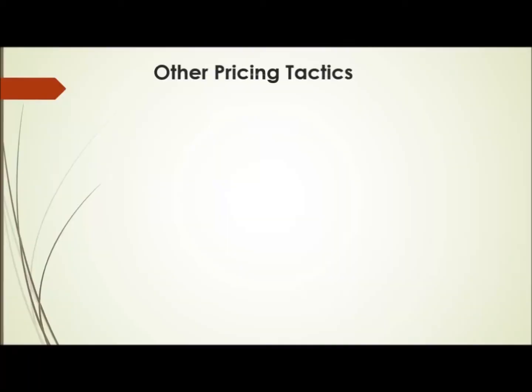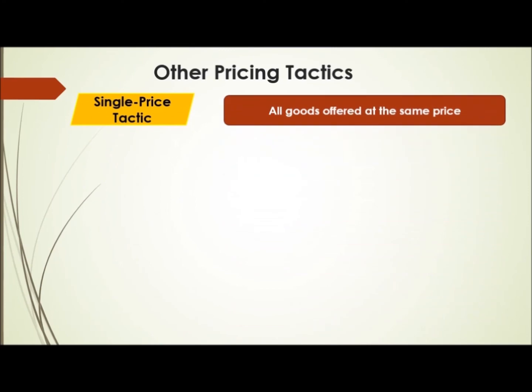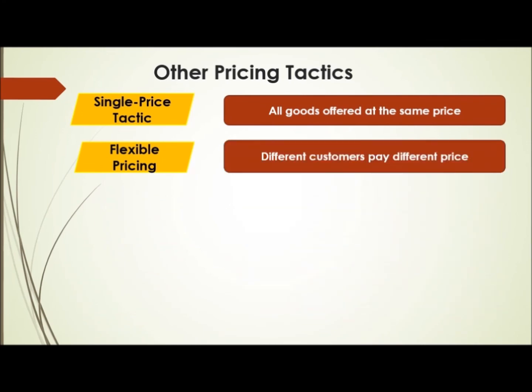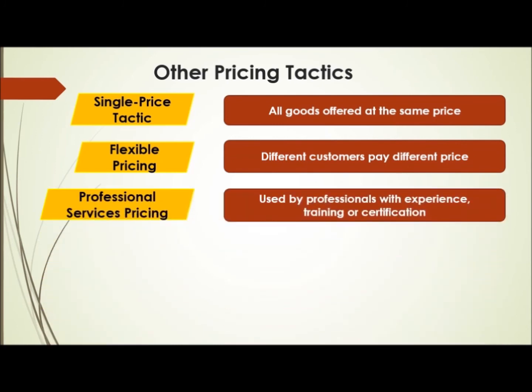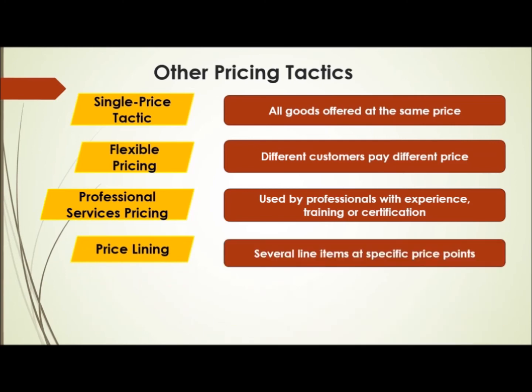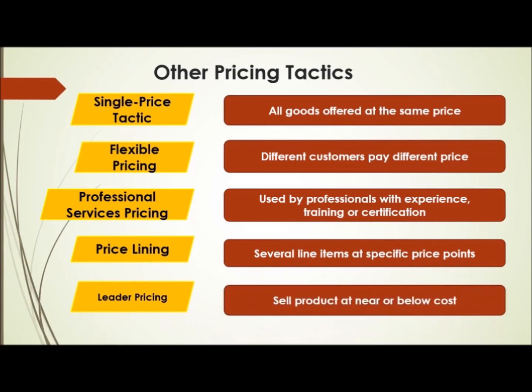Other pricing tactics. There are 9 types of other pricing tactics. First, single price tactic. All goods offered at the same price. Second, flexible pricing. Different customers pay different prices. Third, professional services pricing. Used by professionals with experience, training or certification. Fourth, price lining. Several line items at specific price points. Fifth, leader pricing. Sell product at near or below cost.